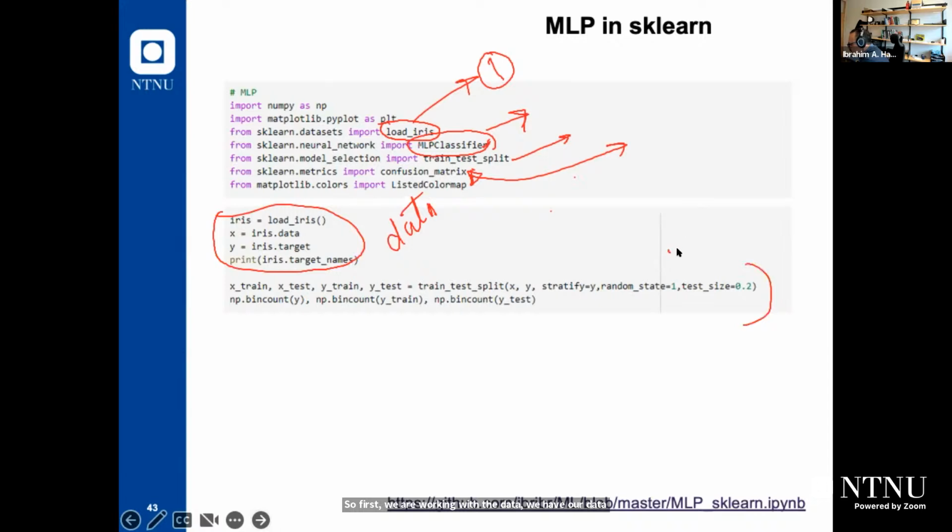We have our data, and after that, this is the validation protocol, right? This is my validation protocol. We will use hold-out validation. We will stratify, correct? stratify equals y. It's very important because I have an iris dataset with 3 classes, and I want to be sure that all those 3 classes are equally represented in my training and test sets.